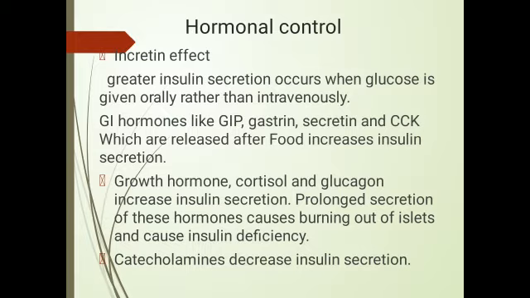Because when we have food, the gastrointestinal hormones like GIP, gastrin, secretin and CCK will also be released, and they will increase the insulin secretion. So this is called the incretin effect. The other hormones like growth hormone, cortisol and glucagon increase the insulin secretion. Prolonged secretion of these hormones causes burning out of islets and causes insulin deficiency. So you call it pituitary diabetes or adrenal diabetes. And catecholamines will decrease insulin secretion.